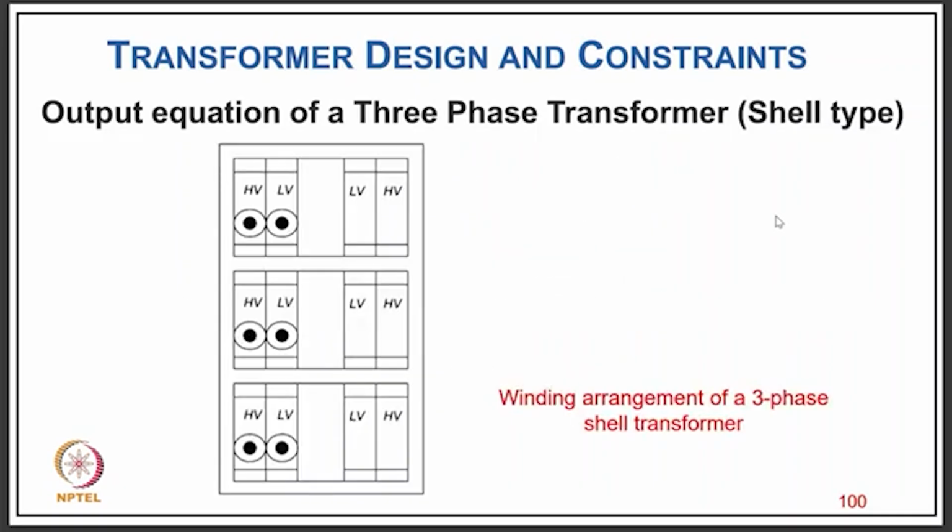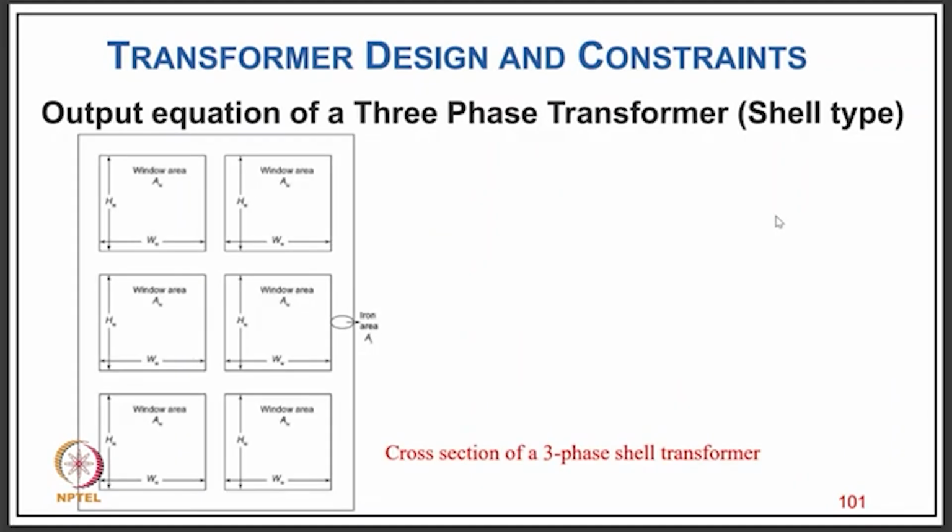Now coming to the output equation of the shell type transformer, you have the LV primary winding closer to the core and the HV winding away from the core, a special arrangement with sandwich coils, normally on each limb. And as you can see, the window area is defined for each limb here.